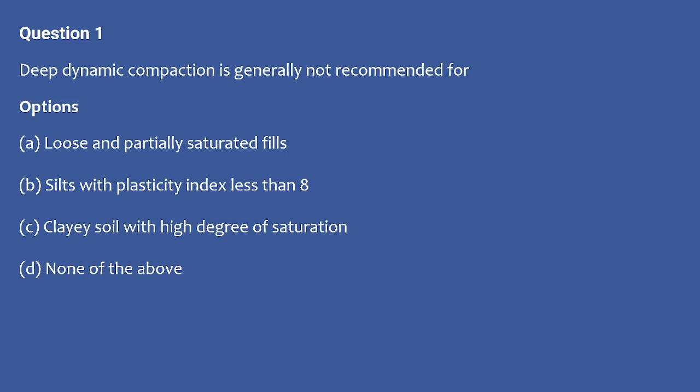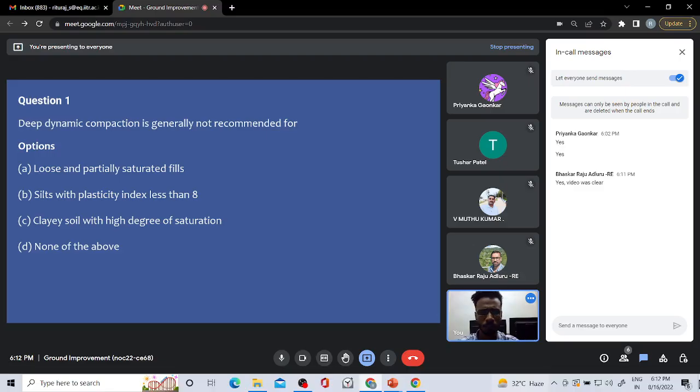I guess with this much information, we can proceed with our Q&A round, where we'll be solving some questions related to the deep dynamic compaction technique. So here is the first question. Deep dynamic compaction is generally not recommended for which of the options: A, loose and partially saturated fills, B, soils with plasticity index less than 8, C, clay soil with high degree of saturation, or D, none of the above. You can type your answer in the chat box.